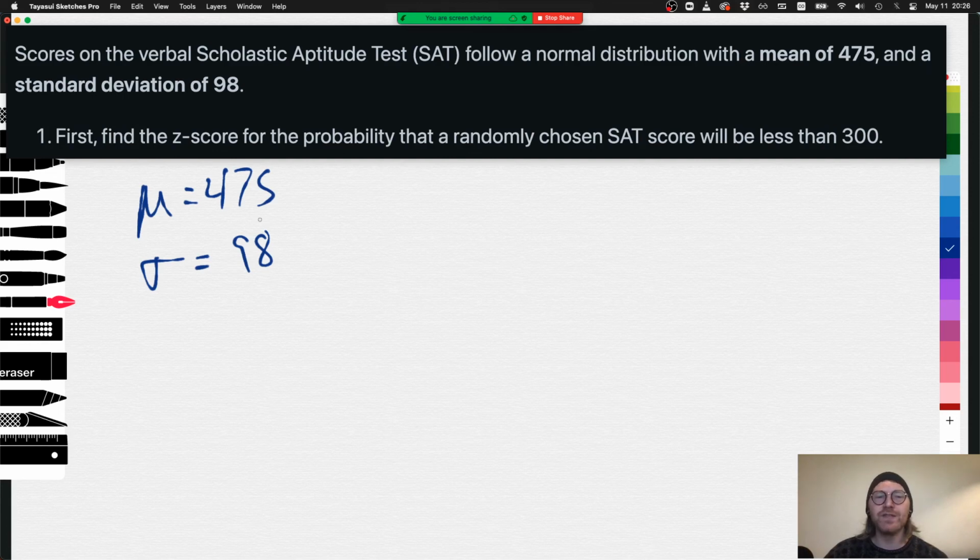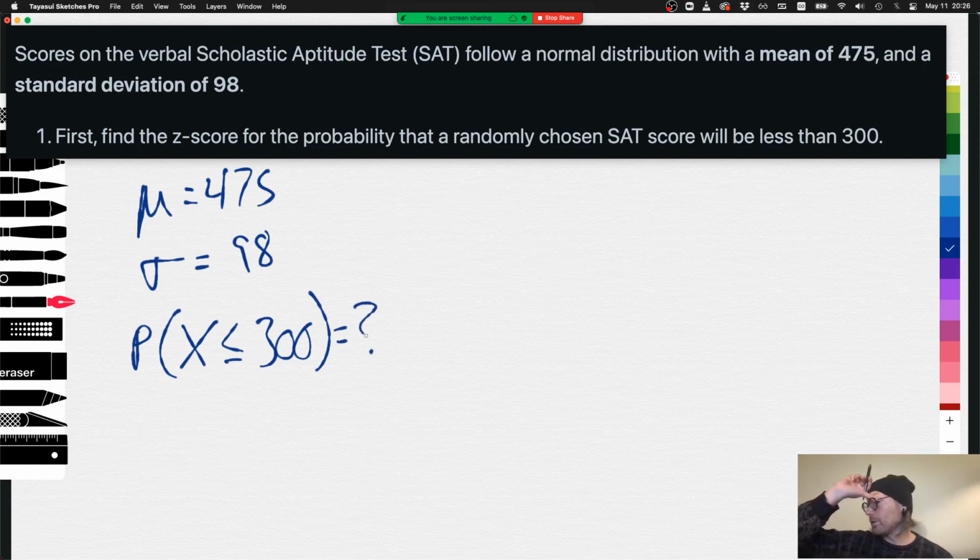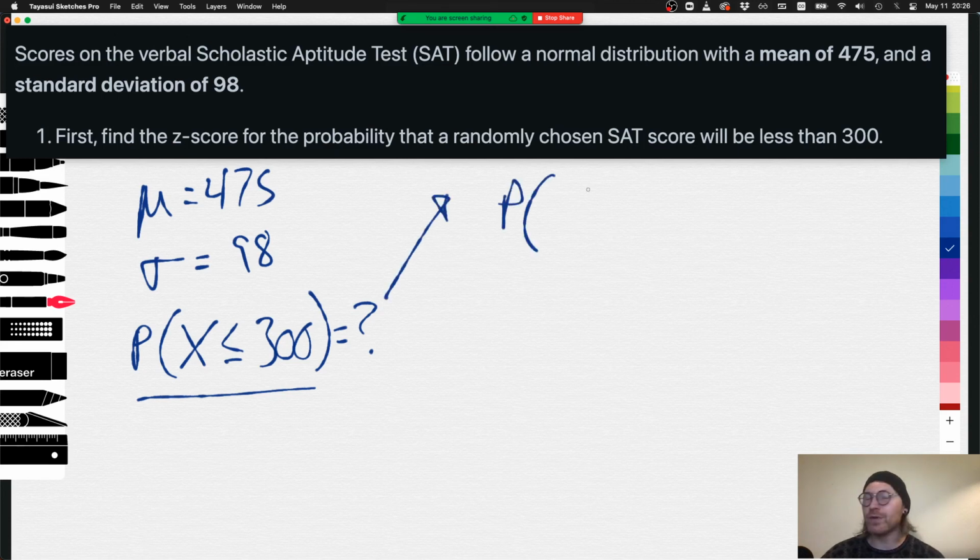So first thing we're going to do is find the z-score. We are interested in the probability that somebody will score less than a 300 on the SAT. So we are going to transform this. We are going to find the z-score of a score of less than 300 on the SAT. What does this look like? This is the probability of x minus mu over sigma.